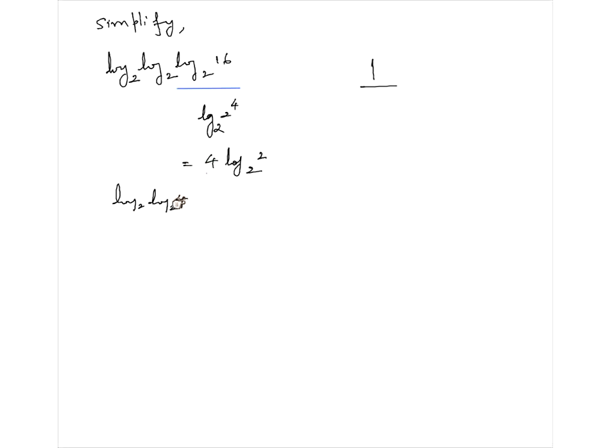Then write this 4 as 2 square. Then this 2 will come out. So 2 times log 2 to the base 2. But log 2 to the base 2 is 1. So it will be just 2. So we have this whole thing is log 2 to the base 2. Log 2 to the base 2 is 1, which is the final answer. Any questions? Let me know.